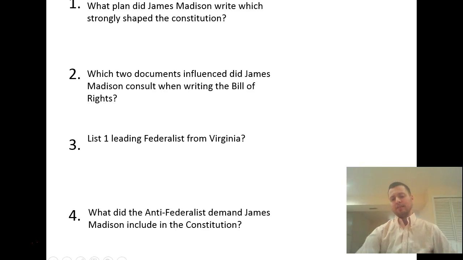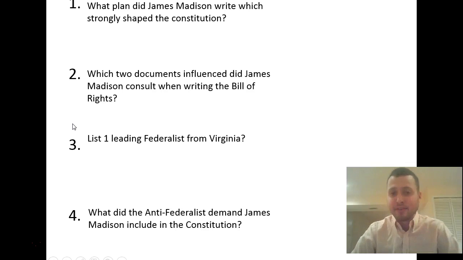Beautiful. Love it. Let's go. Number 1: What plan did James Madison write which strongly shaped the Constitution? Well, it was named after his home state. It was the Virginia Plan. Remember, Madison did not write the entire Constitution himself, but he strongly influenced the shape of it too.